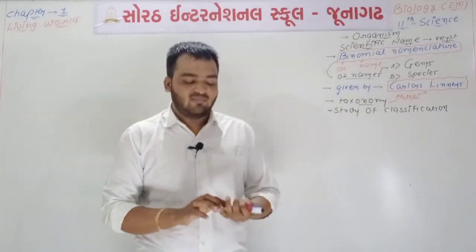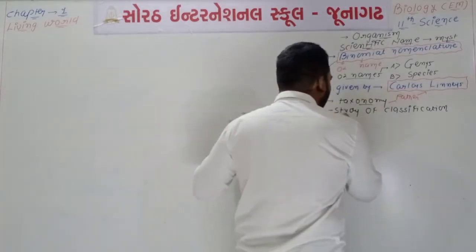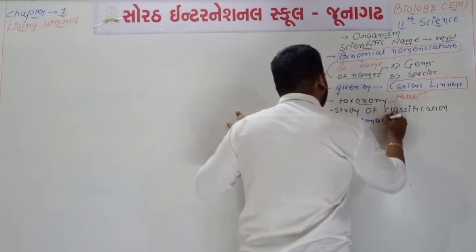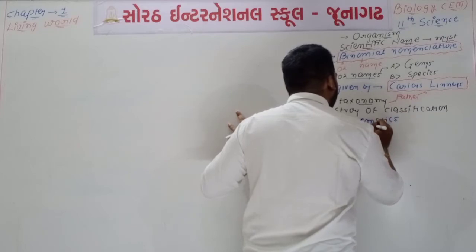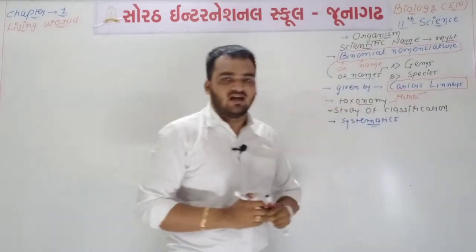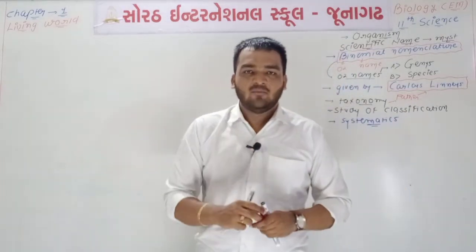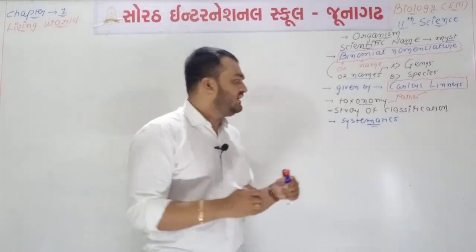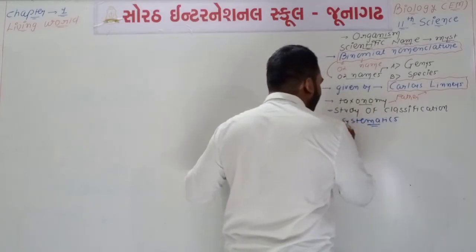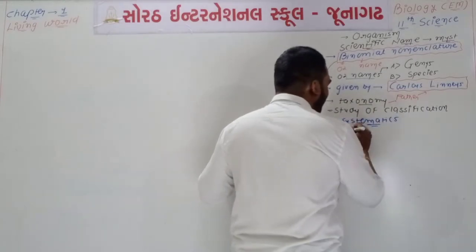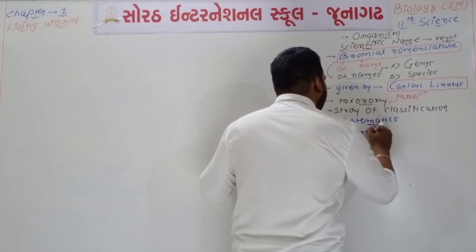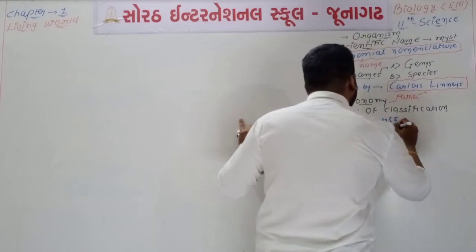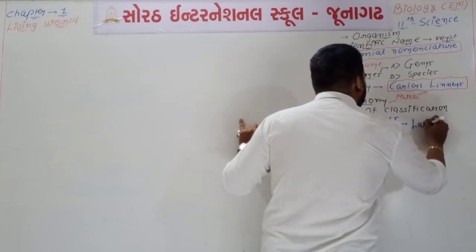What about systematics? It is a type of science in which proper arrangement is there. If we have a proper arrangement, a proper system, then it is known as systematics. You know that the word systematics was derived from the Latin word systema, so you will remember this word systema, which is a Latin word.